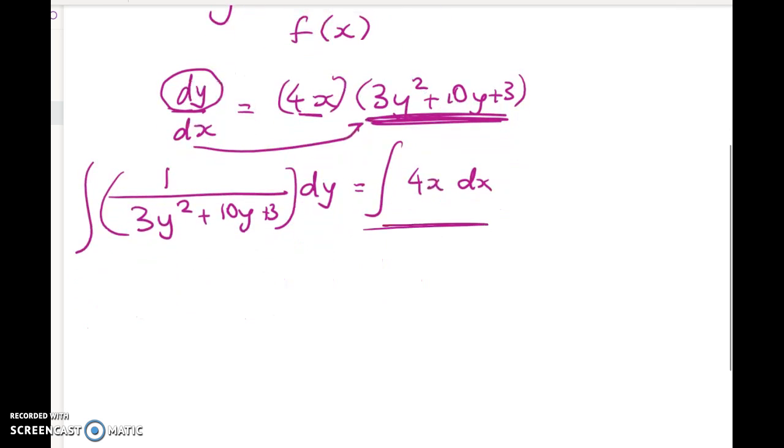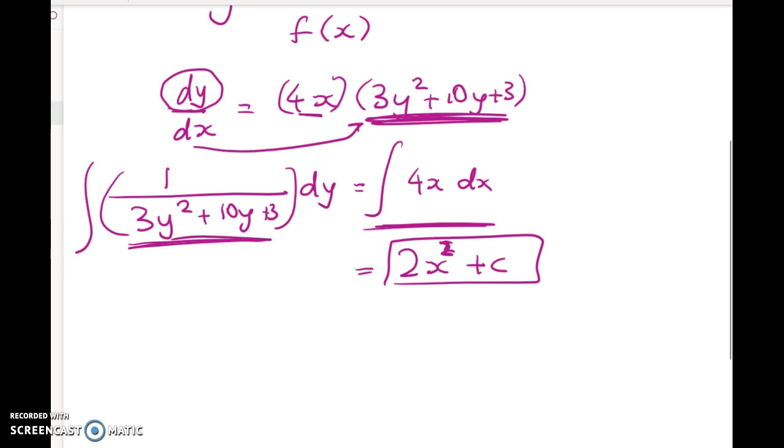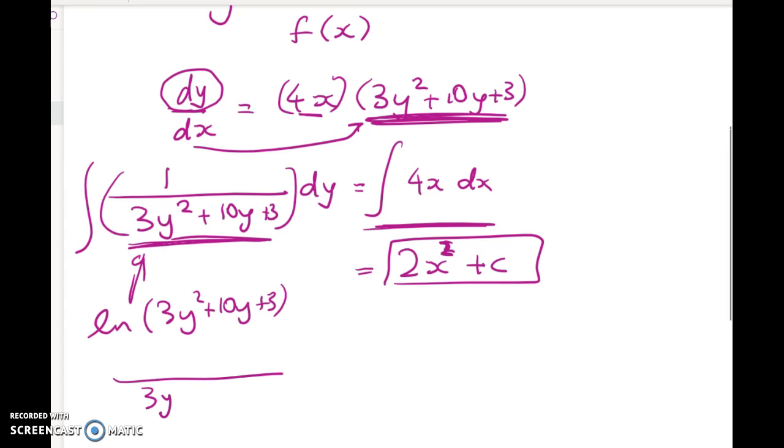Now looking at that, this side is fine, so we can integrate this straight away and we'll get 2x squared plus c. Now that's very straightforward, that's just using my power rule backwards from last year. Over here though, this is a big yucky mess. Why? Well, we know that it can't have come from the log of the bottom line, right? Because if I differentiate this, I would get 1 over 3y squared plus 10y plus 3, but by the chain rule I'd have a 6y plus 10 sitting in the top line, and I don't. I just have a 1. So it's definitely not coming from that function.